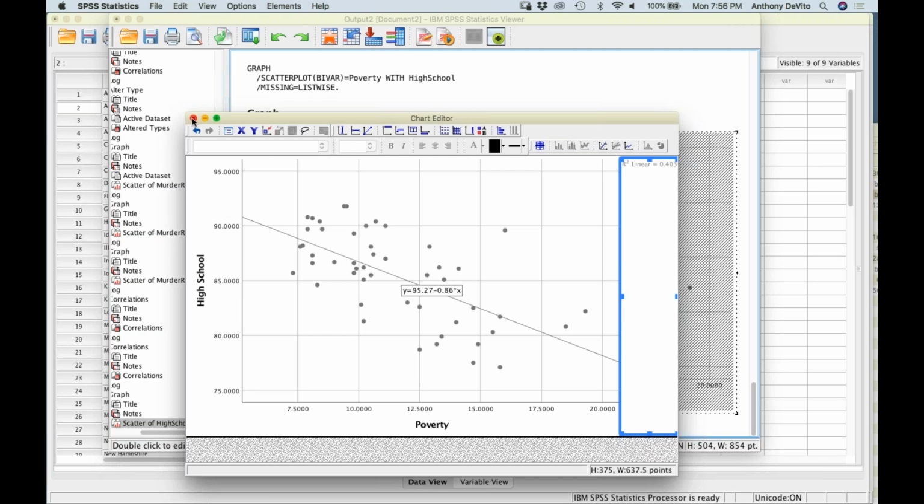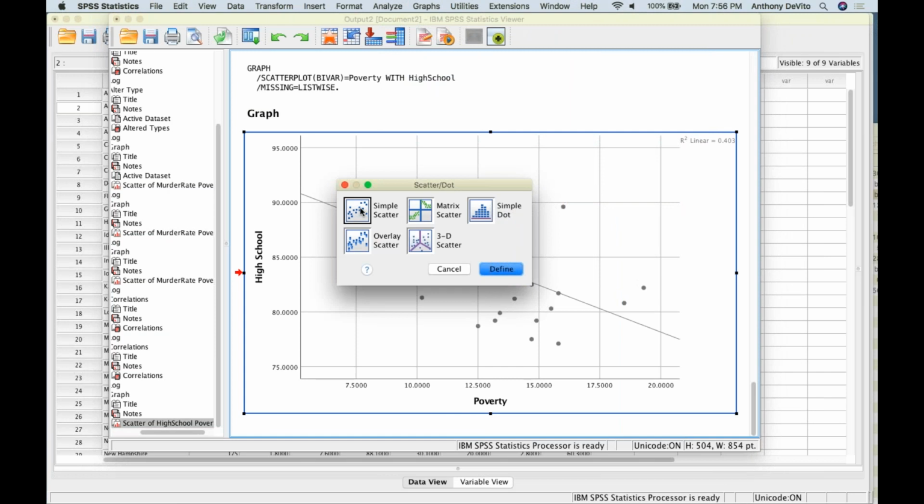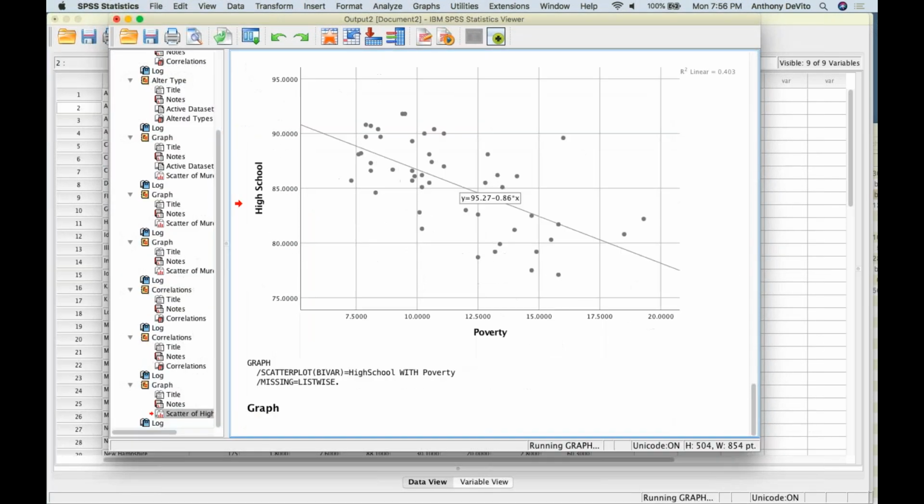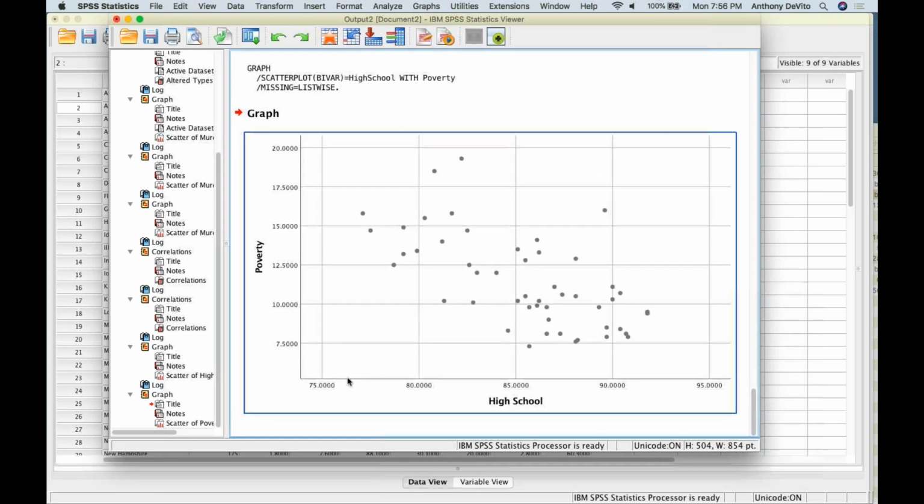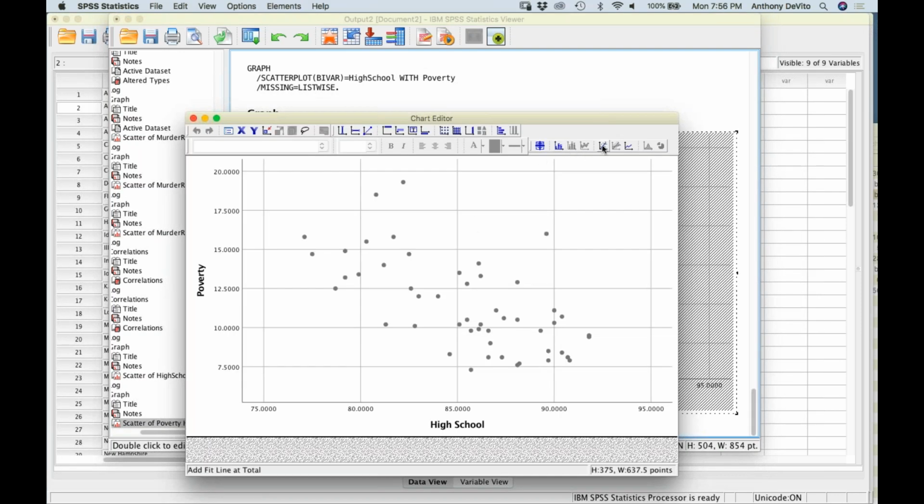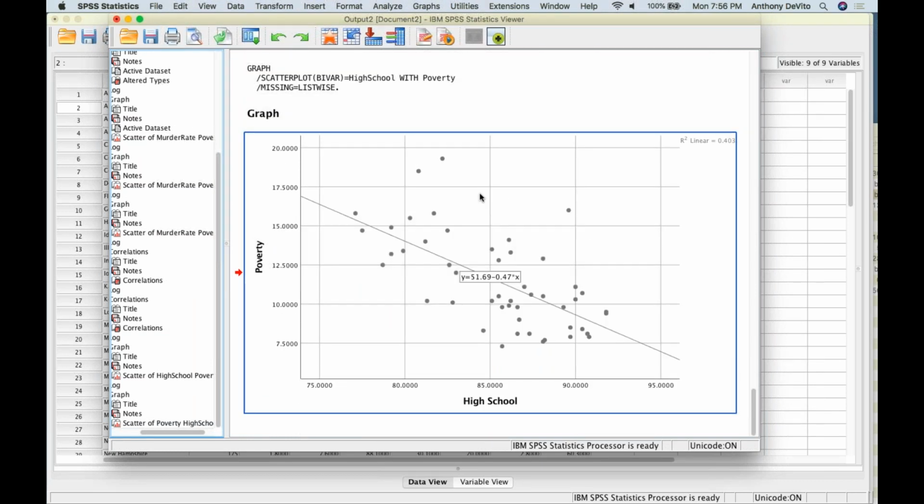Let me switch those axes around. Graphs, scatter dot. Okay, I'm going to switch these around. Okay, there you go. As the high school graduation rate goes up, the poverty rate tends to go down. So there's an example of a negative correlation. Now our next step here is our best fit line. There's our best fit line. So we can see that there seems to be an association there.